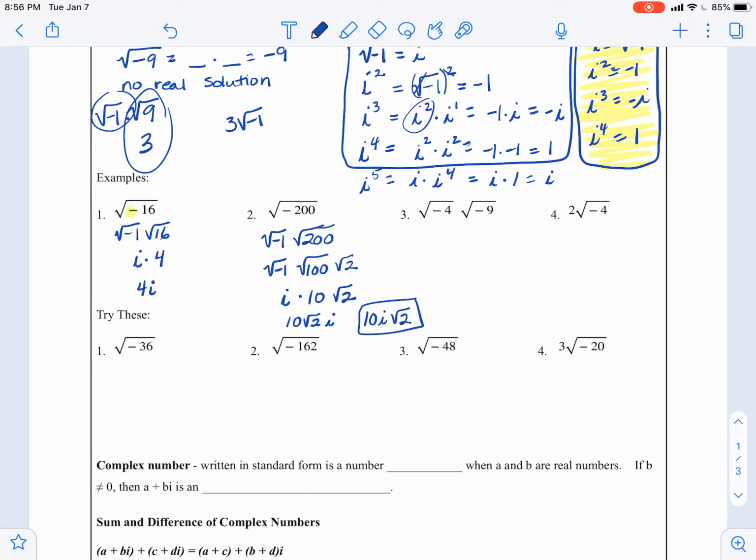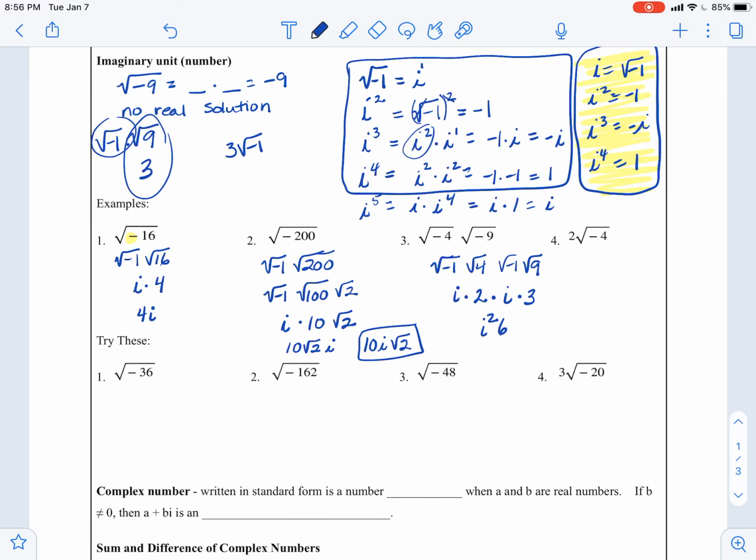When you see a multiplication with this, you do need to break it apart. Square root of negative 4 times square root of negative 9. So the square root of a negative 1 is i. Square root of 4 is 2. Square root of a negative 1 is i. Square root of 9 is 3. 3 times 2 is 6. i times i is i squared. But I'm going to go back up to my chart, and I know i squared is a negative 1. So this is a negative 1 times 6, which would be a negative 6. Be very careful with that.